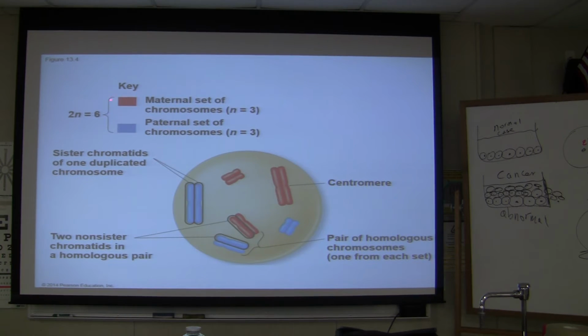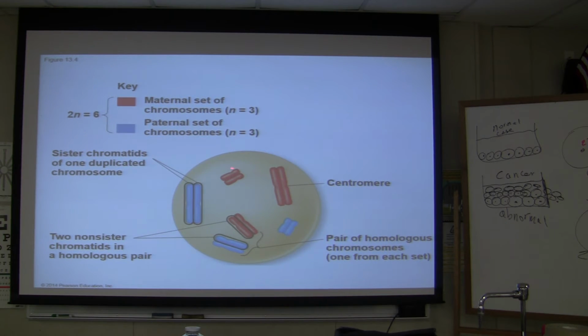Okay, here this is 2n. They're showing you 2n. It means there are 6 chromosomes: 1, 2, 3, 4, 5, 6. These two are homologous to each other. These two are homologous to each other. Those two are homologous to each other. You all know what I'm talking about.